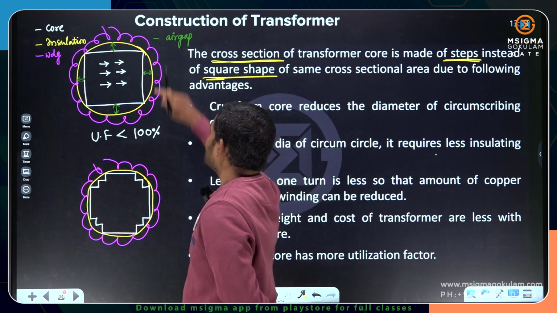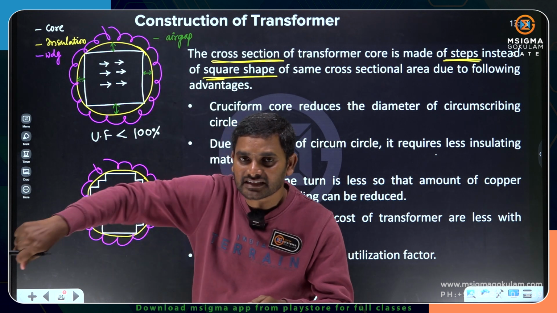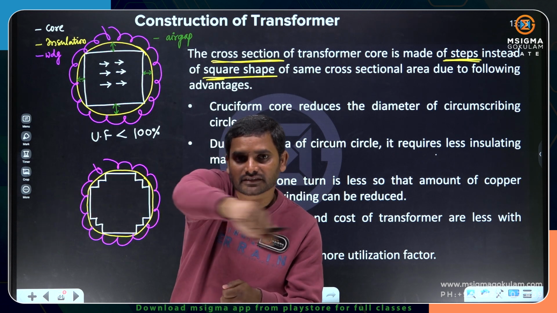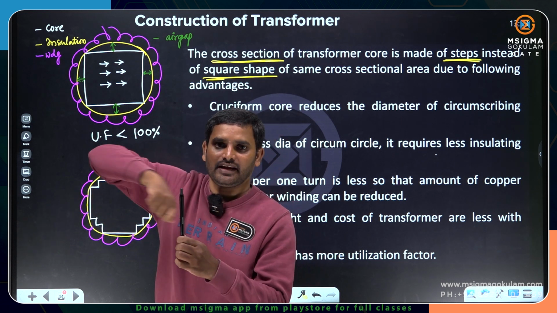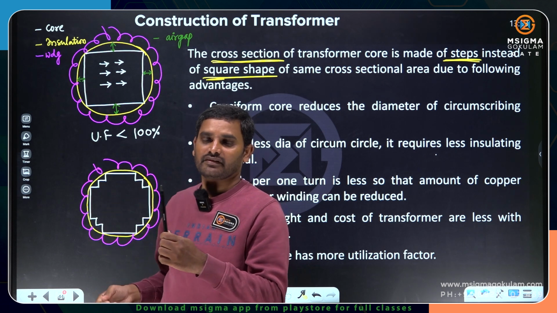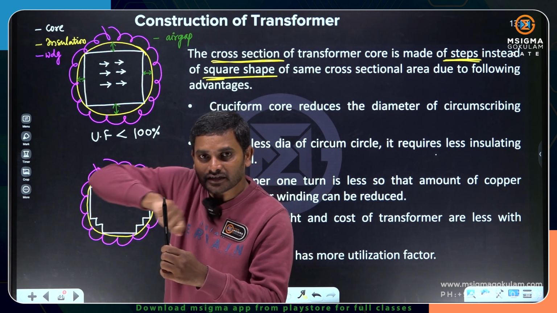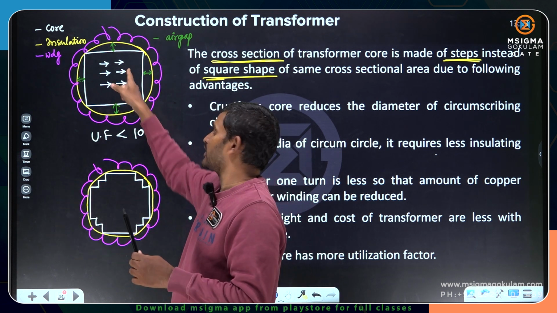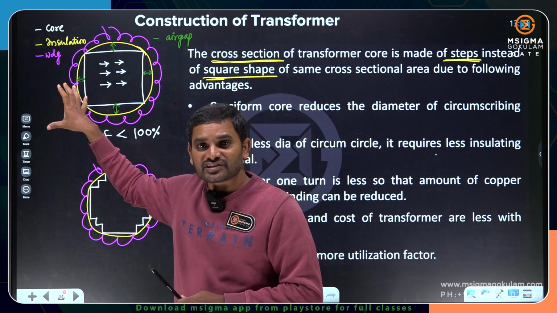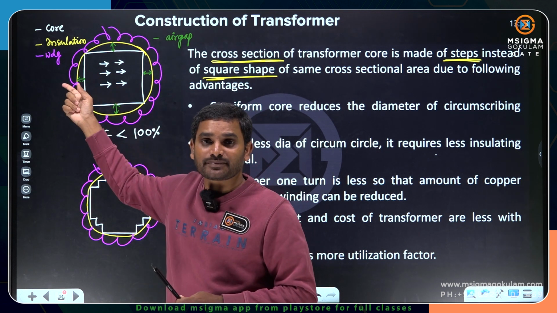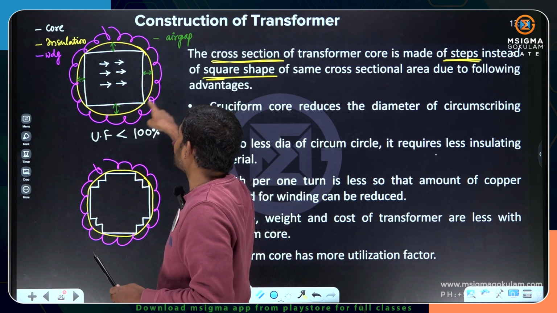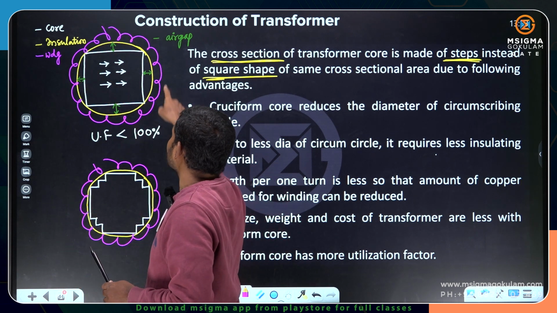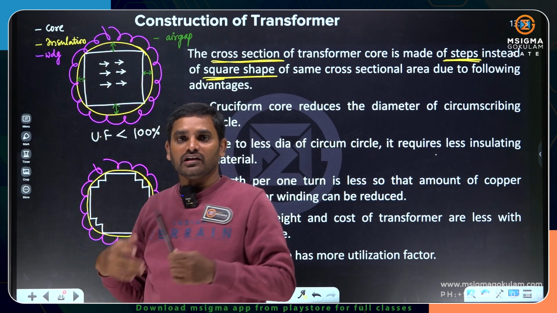So I can say that because of the presence of edges, the length requirement per turn is going to increase. One turn means you are turning the winding. Whether it is insulation or winding, if the shape of the core is square, the insulation length requirement per turn is more, and the copper length per turn is also going to be more.